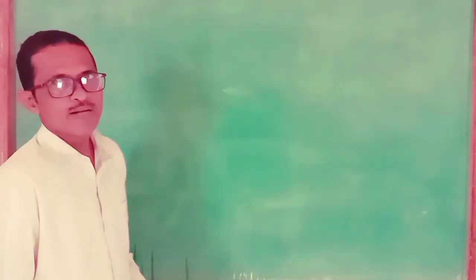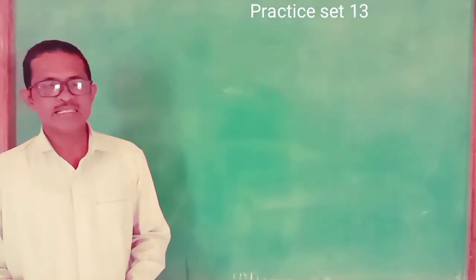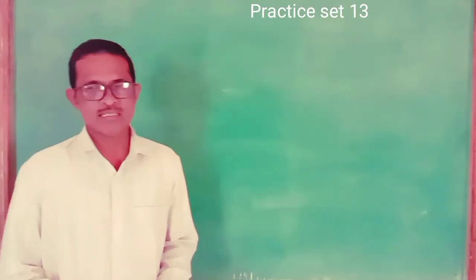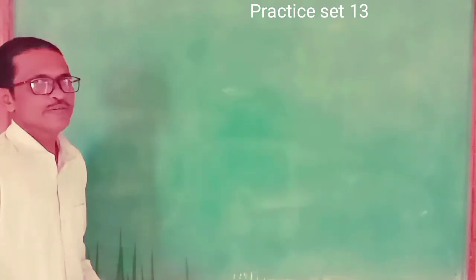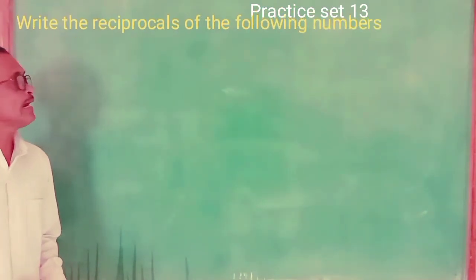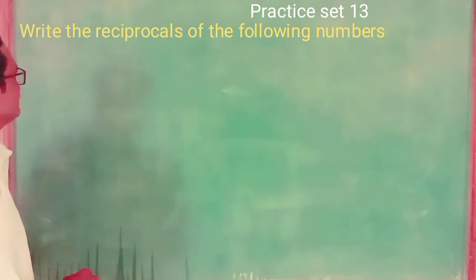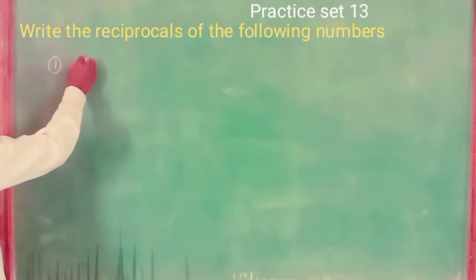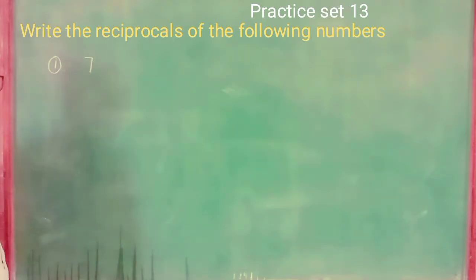Now we are going to solve a few examples of practice set number 13, that is division of fractions, of the lesson operations on fractions. So let's solve the first question, that is, write the reciprocals of the following numbers. Let's solve the first example. We have to find the reciprocal of 7.